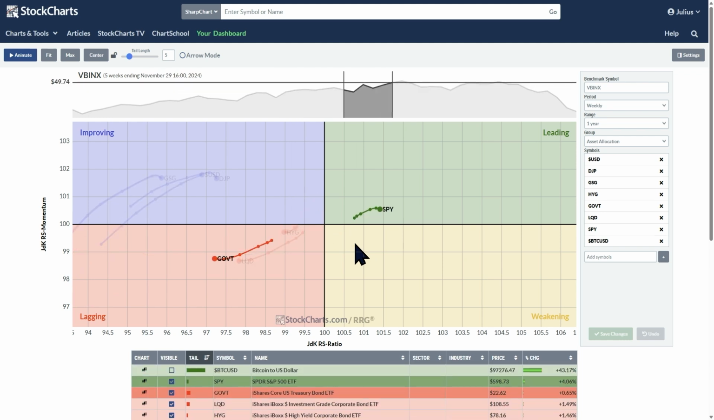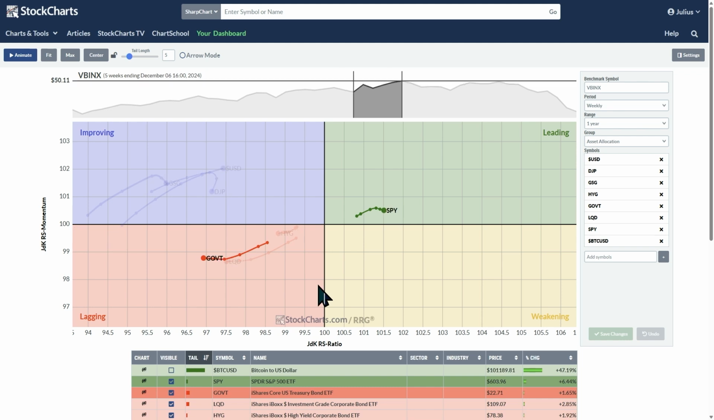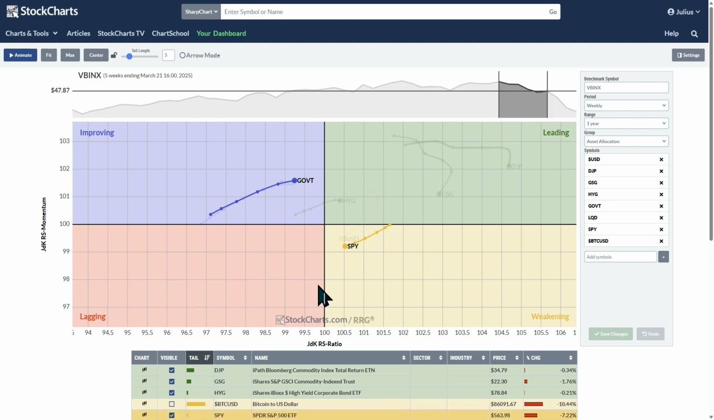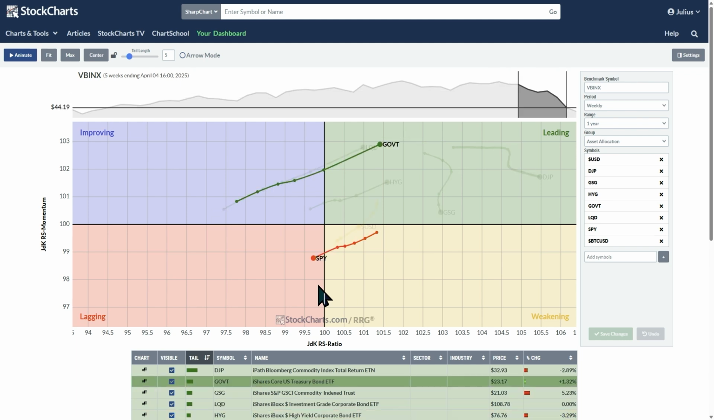In general, as long as one is to the right, that is preferred to one that's on the left. And it doesn't necessarily have to be exactly above or below 100. Just to the right is good, and to the left is bad. Play it out till the end, and you will see that there comes a time where the government bonds are taking over, and it's happening right here.